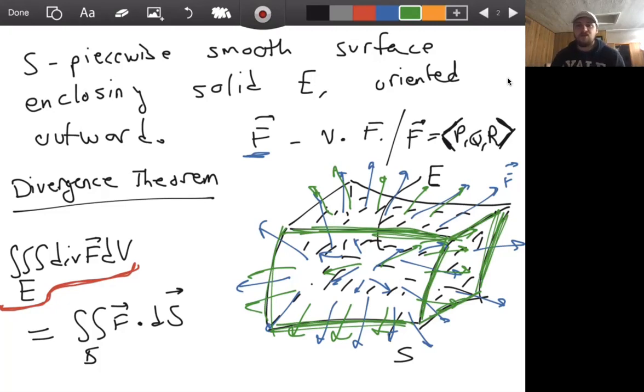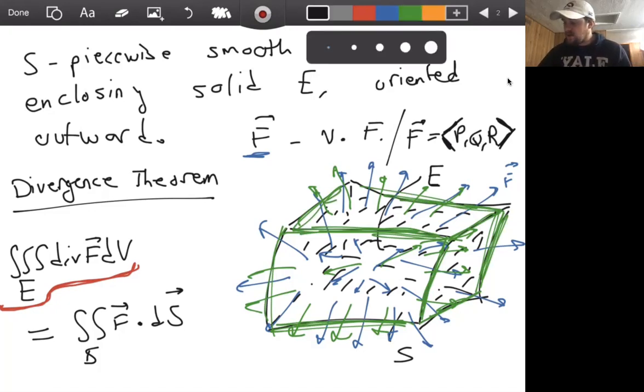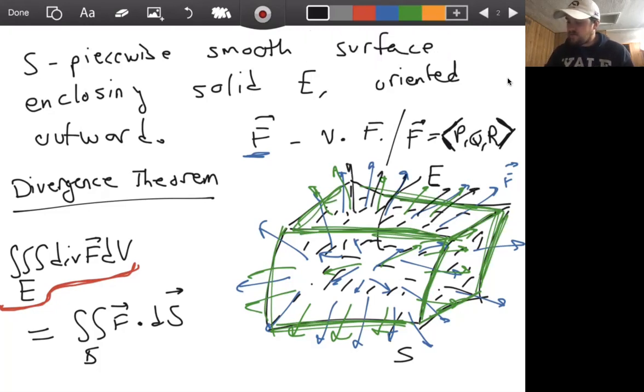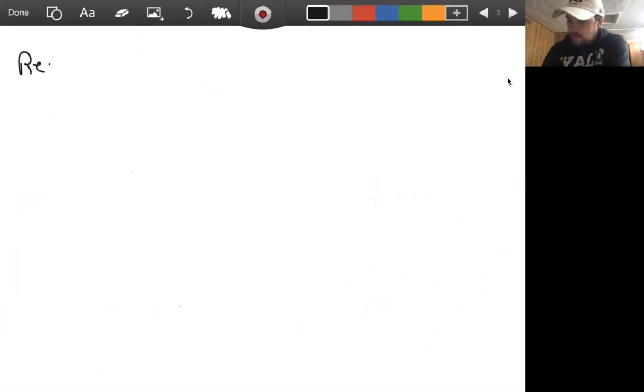And so it's like whatever is leaving the solid E is passing through the surface S, right? And so integrating these quantities should be the same. And that's the intuition here: the rate that things are flowing away from the solid E is also the rate at which things are flowing through the surface S. And that is the entire idea of the divergence theorem here, right? And so we can make that remark in words.